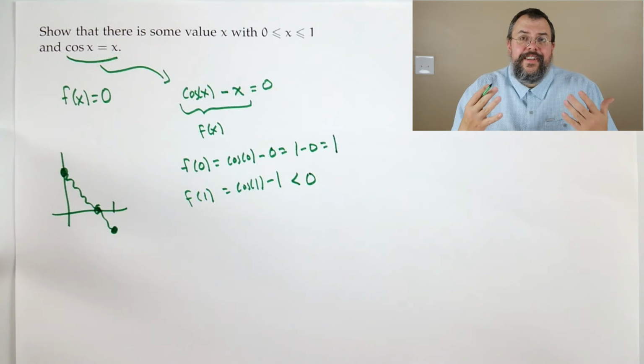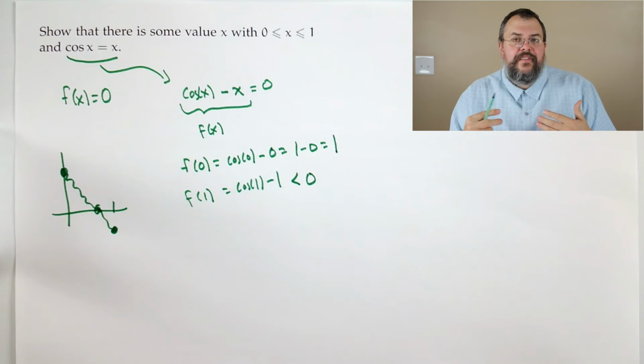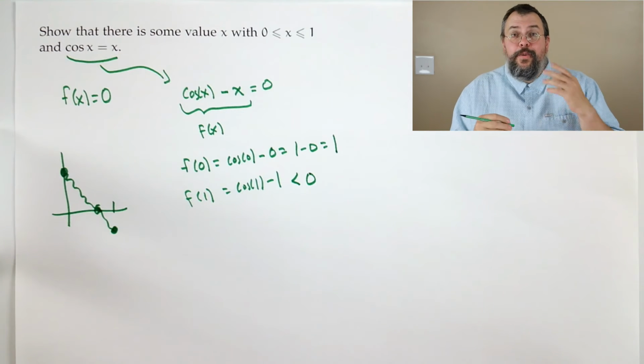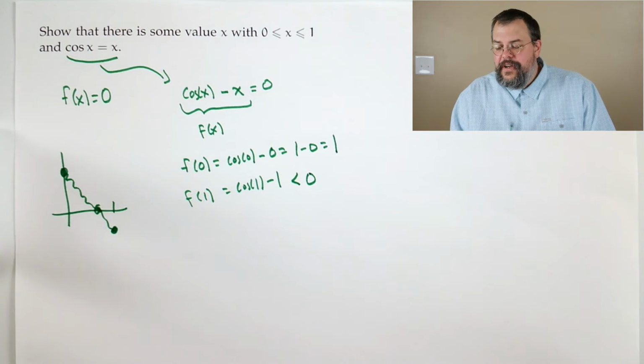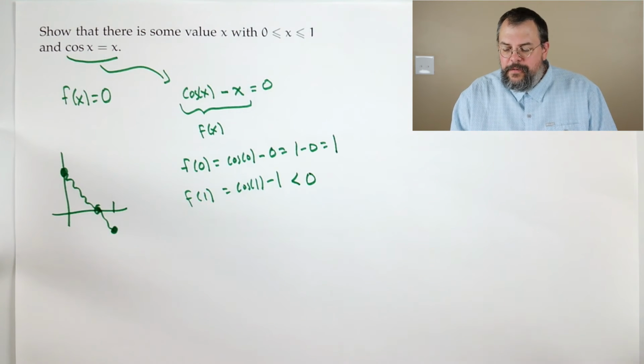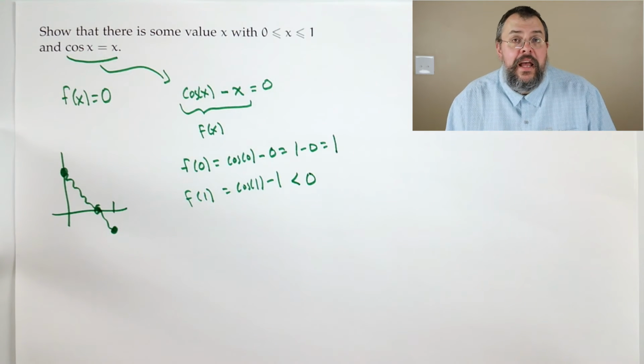So it's sort of nice. The intermediate value theorem is nice because it says, hey, I can show you something exists without actually telling you what it is. And so it's kind of interesting that we have that ability to say that something exists without actually finding it.